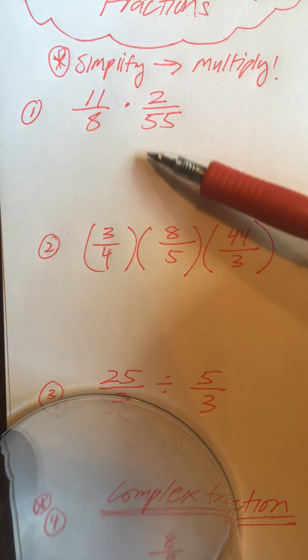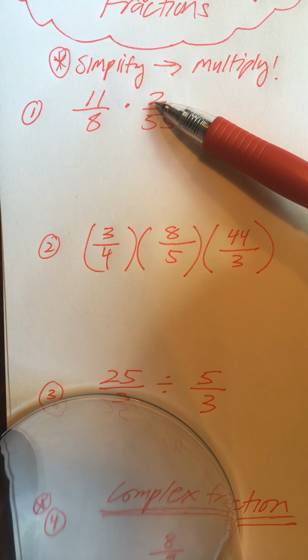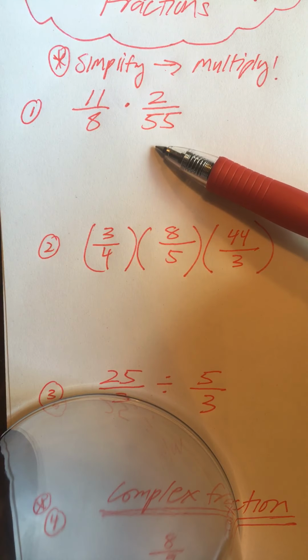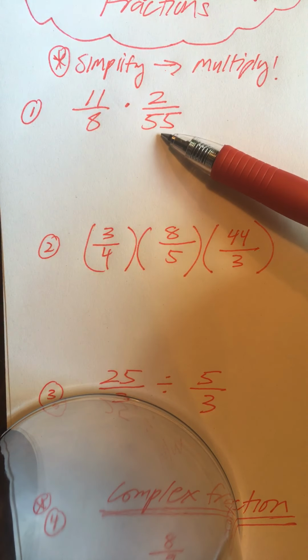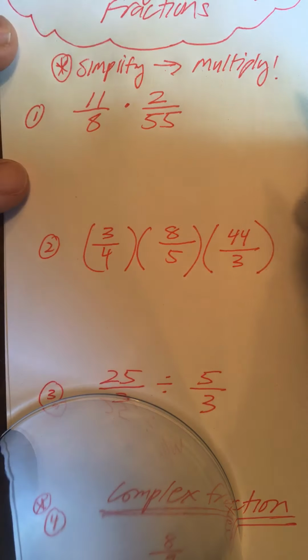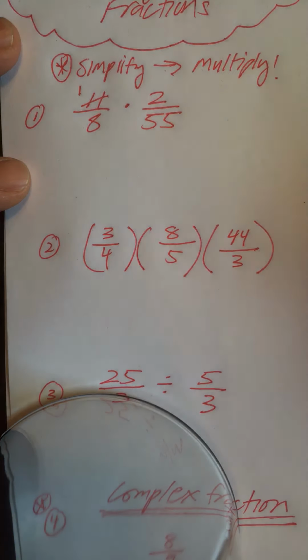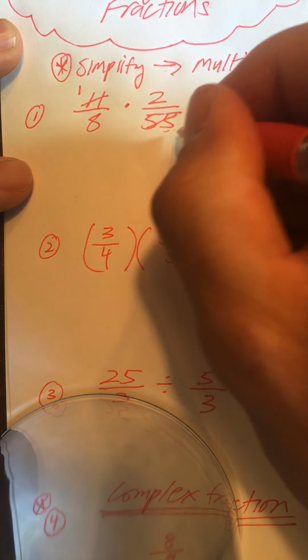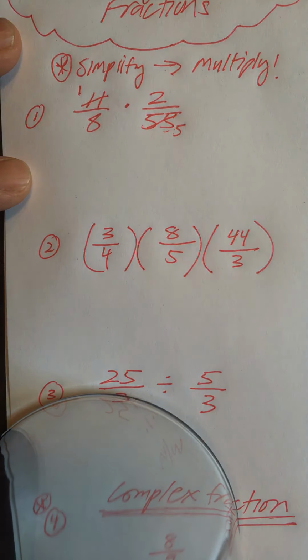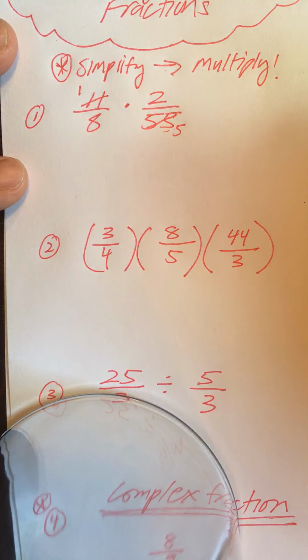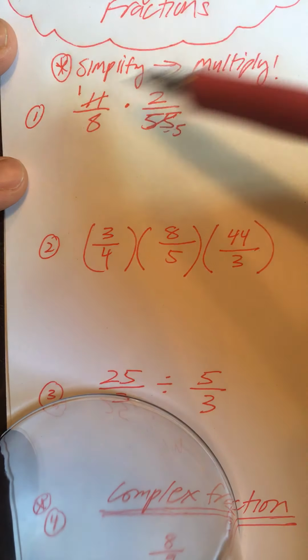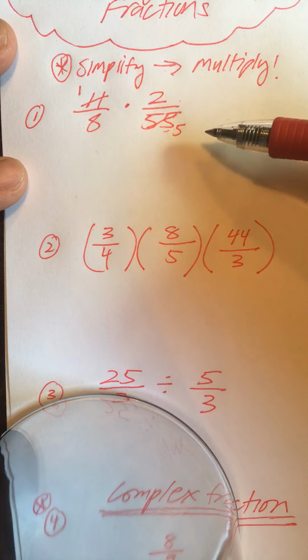So what I'm looking for is, between 11 and 2, what can be reduced with 8 and 55. So what we see here is the 11 and the 55. 11 goes into both of those numbers. So 11 goes into 11 once. So I cross out the 11 and I put a 1 there. 11 goes into 55 5 times. I cross out the 55 and put a 5 there. And then I relook at the numbers that are now there. I have a 1, a 2, an 8, and a 5.